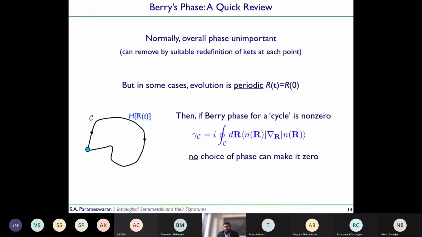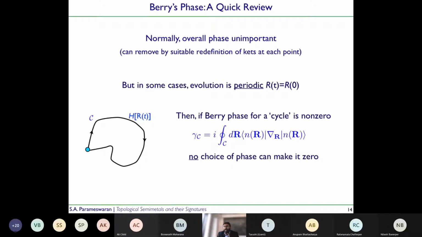So, you might say, why do I care about a phase? Because normally we're taught that the overall phase of a wave function is unimportant. Quantum mechanics can't measure overall phases. In fact, if you formally look at the definition of quantum mechanics, a quantum state is a ray in Hilbert space. It has this ambiguity that I can pick whatever global phase I want and it doesn't matter. And that's true because normally, if I'm staying in this adiabatic state and the only thing that can change as I evolve is that my kets are getting redefined at each point, then I can always remove it.